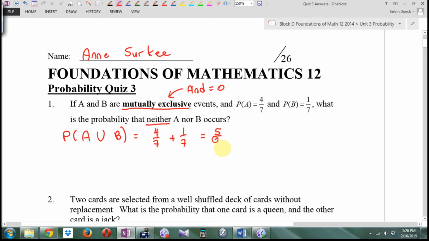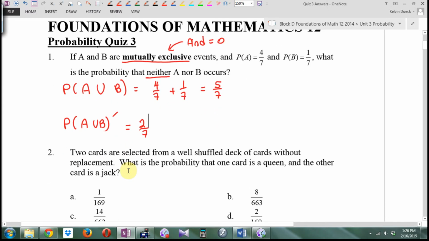Apparently, the probability that A or B occurs is 5 out of 7. The probability that neither occurs, it's the complement. What is the complement? 2 out of 7. 1 mark for that.